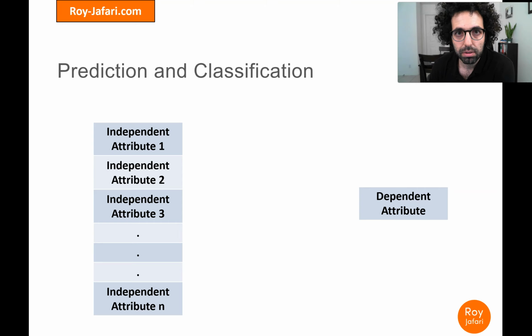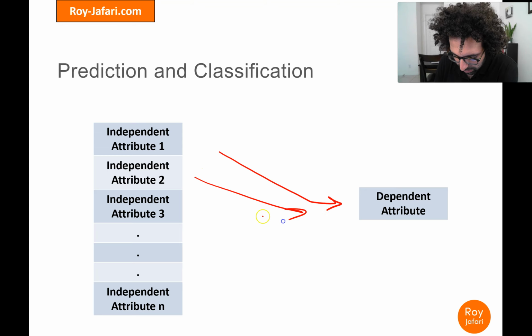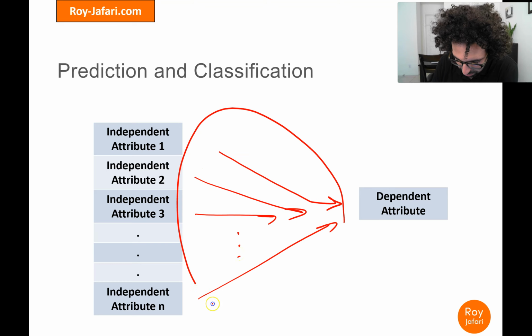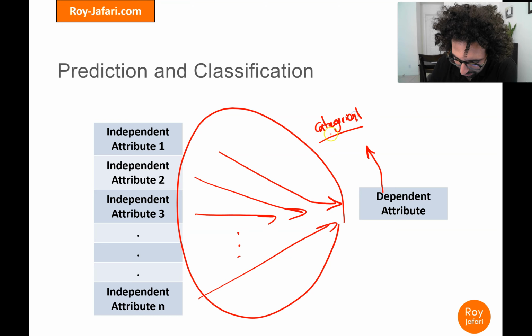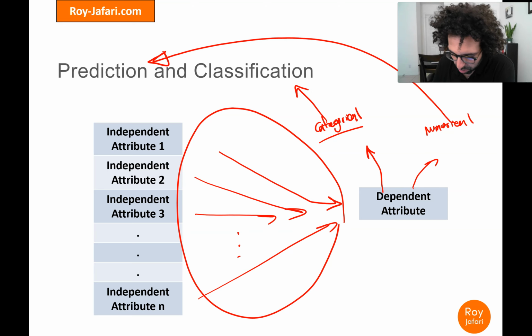All these tasks, as we've been repeating over and over in these videos, are about the connection between independent attributes and the dependent attribute. Classification and prediction algorithms do that, and the decision tree is going to do this as well. We know that if the dependent attribute is categorical, this is classification, and if it is numerical, this is prediction. So in this video, we're going to talk about the classification one.